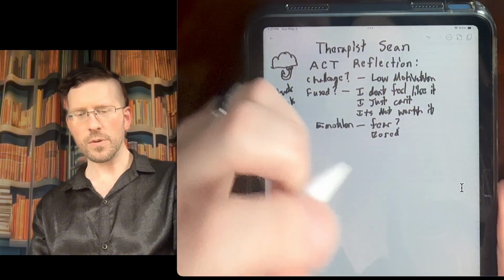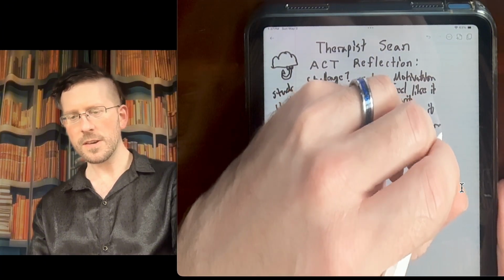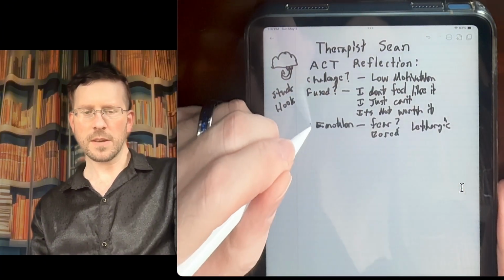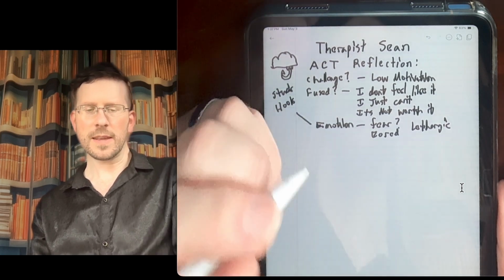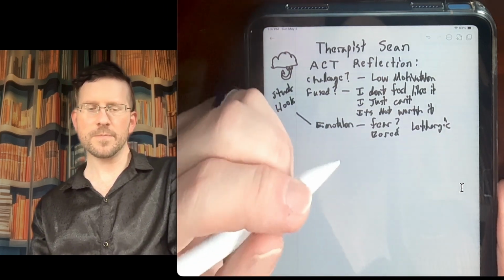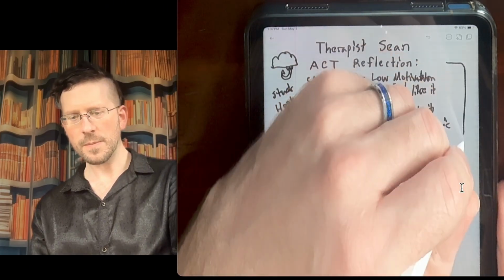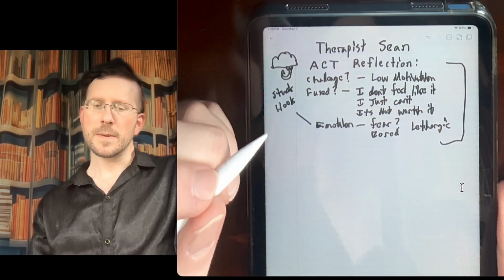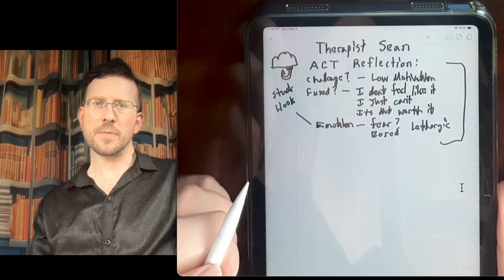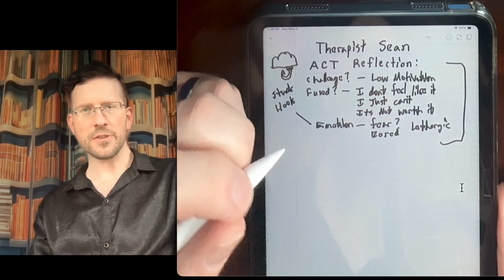Maybe you just feel bored. Maybe you feel lethargic. What's the emotion there that might be hooking you? You just don't feel like you've got any energy. Maybe it feels very physical. So what's keeping you stuck there? Those are all things you could think about here. I'm going to lump that together. That's all part of the challenge too, whatever situation you're facing.